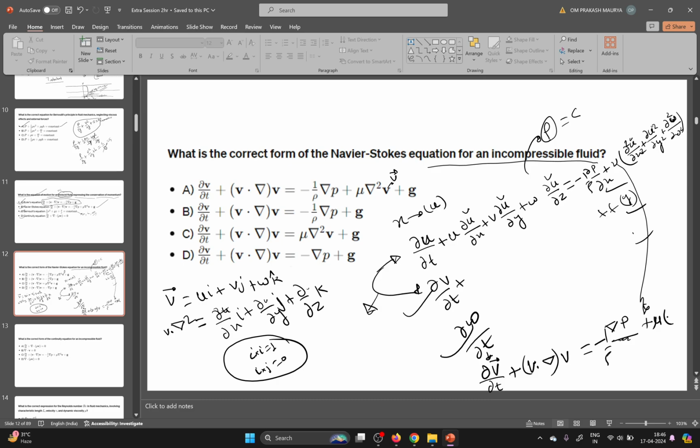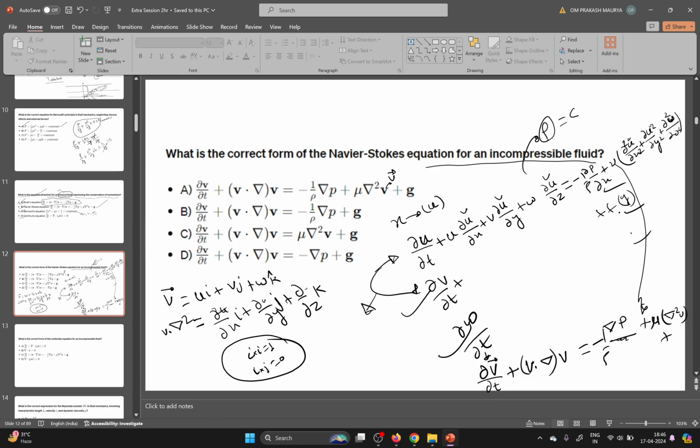When you multiply, you will get del square of v, and the body force, you know already, g is also a vectorial quantity, gi plus gj plus gk. So I will get that also. So option A is correct.